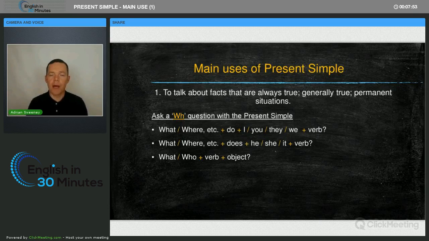So, you want to know where I live. You would like to know where I live. Please ask me. Ask me. You ready? I hope you said this. Where do you live? I live in Brighton.